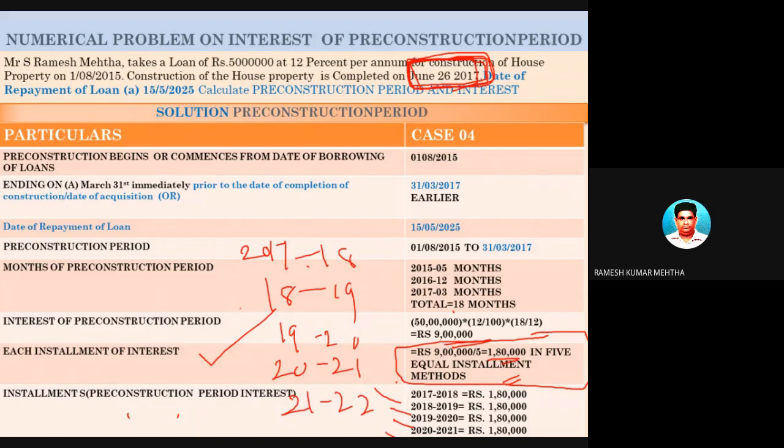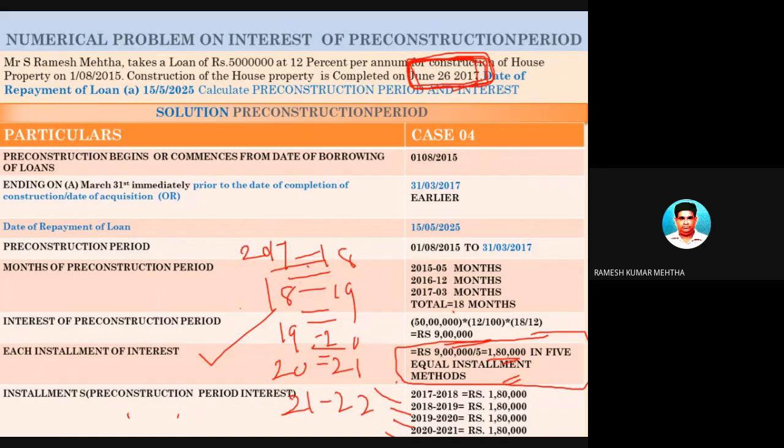So during these financial years, the owner of the house property is allowed to deduct under section 24 interest on pre-construction period, 1,80,000 rupees as interest on pre-construction period. Hope this is clear to one and all.